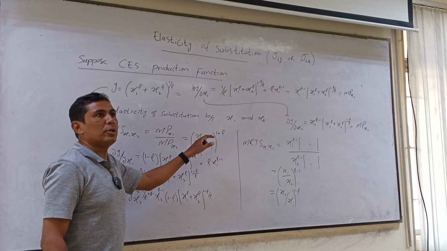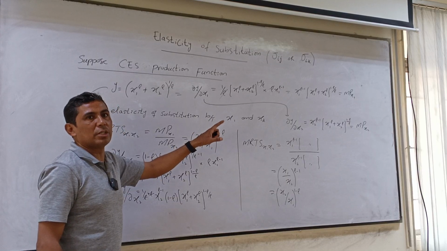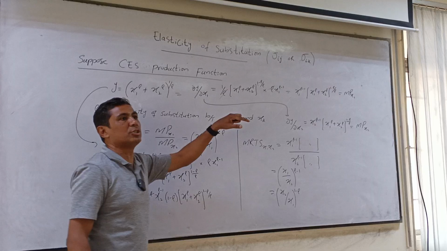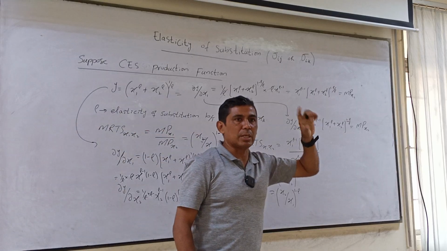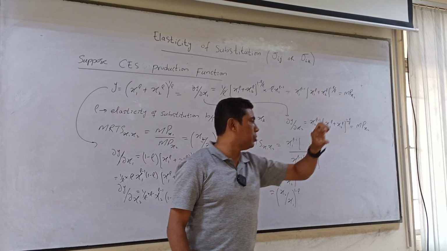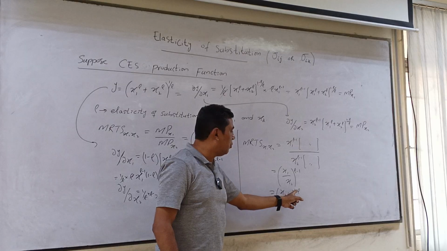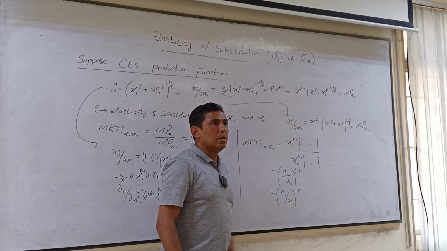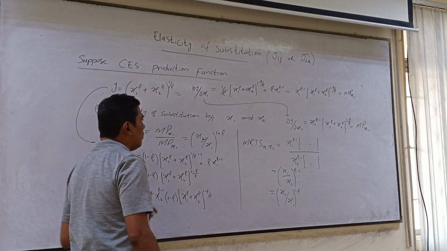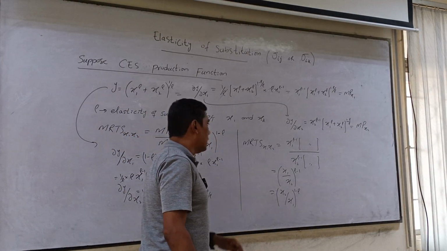Clear? Why you need the capital labor ratio, not the labor capital ratio, as per the definition of elasticity of substitution. The change in capital labor ratio, that's why we need to revert this fraction. Now it's become 1 minus rho. Now you will have the 1 minus rho, MRTS between x1 and x2.